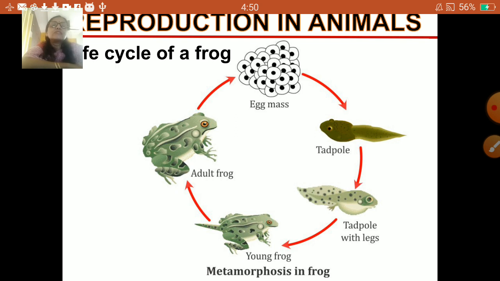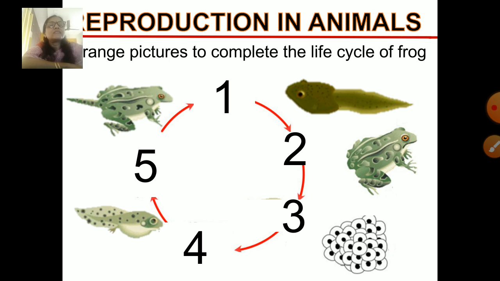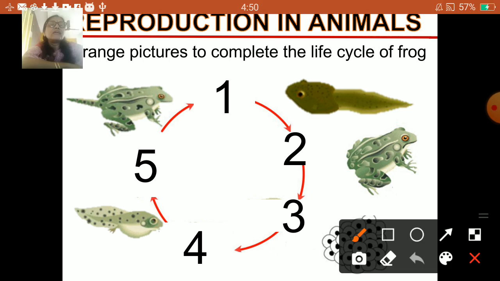So this also you have to learn how to draw. Now regarding this we will do a small activity. What we have to do is arrange pictures to complete the life cycle of a frog. Here 1, 2, 3, 4, 5 pictures are there and numbers are there, so we have to say which number should come where. First of all, here is the egg, so this will have number 1, you can say, right children?